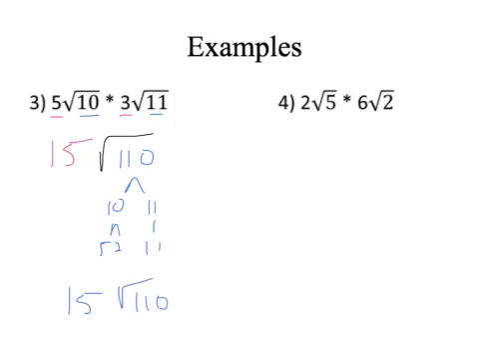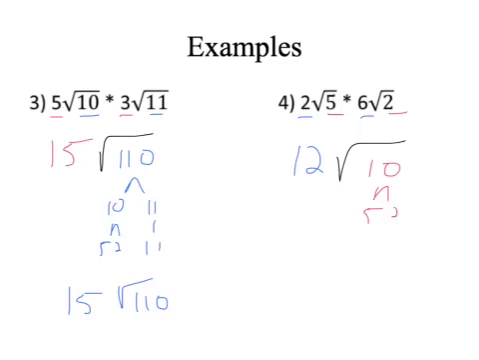For the second one, we can multiply our outside together. 2 times 6 is 12. Then we can multiply our insides together. 5 times 2 is 10. Now if we did a factor tree on 10, we would get 5 and 2. Once again, no pairs, so just leave it as 12 rad 10.